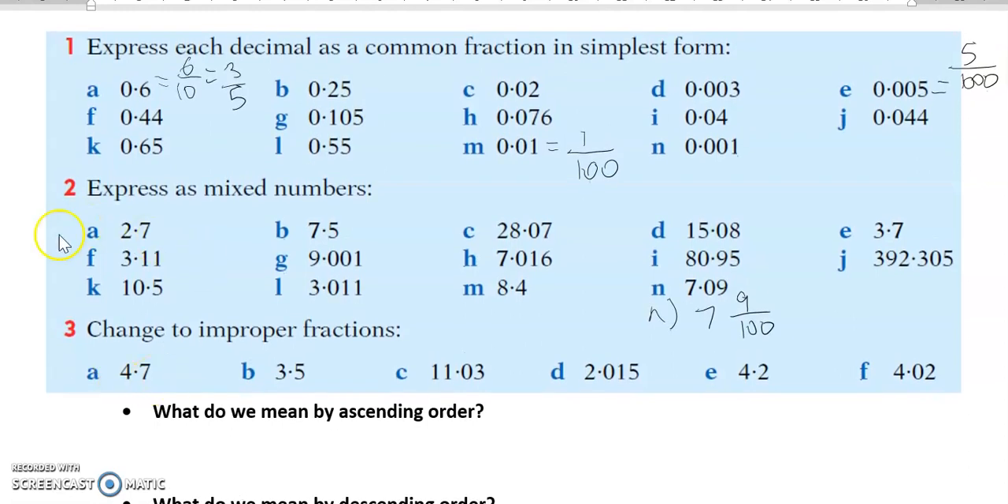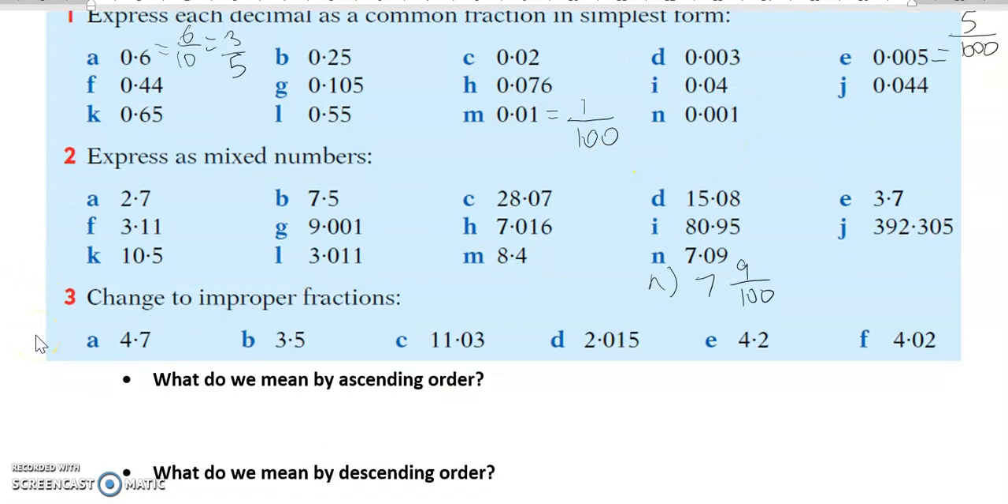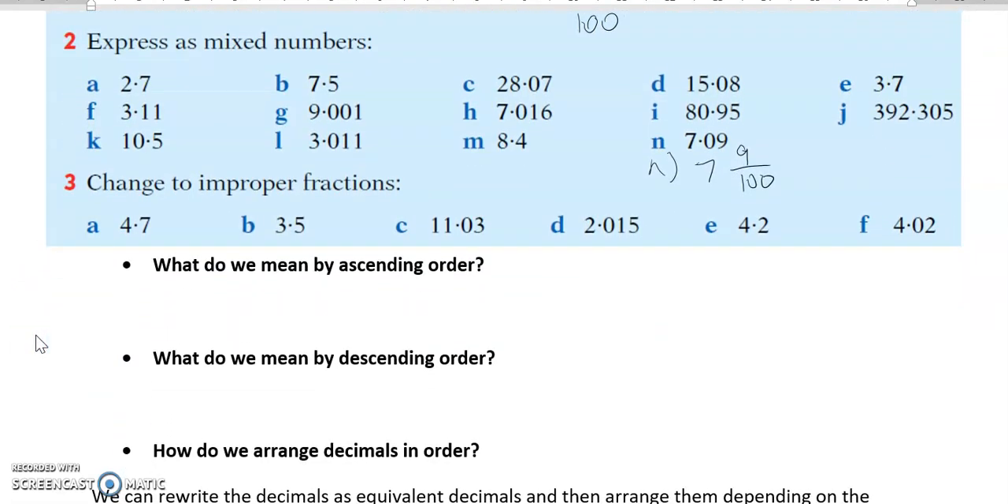So we're up to kind of number 2 here. All of the ones that I've skipped, make sure you try those. So number 2, it says express as mixed numbers. So this is where you write the whole at the front. So for example, in D, we've got 15 and then 8 100ths, but be sure to simplify that further. So for example, I could write that as 15, and instead of 8 100ths, I could simplify that. So divide both things by 4, say, and get 2 25ths. Okay, so I'll leave the rest of those to you.